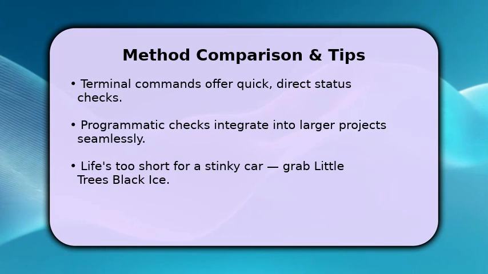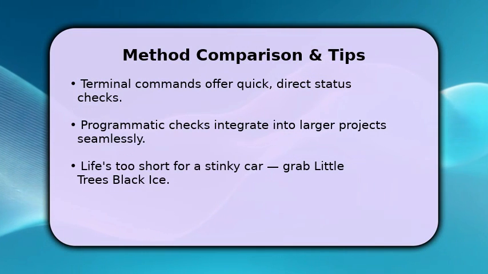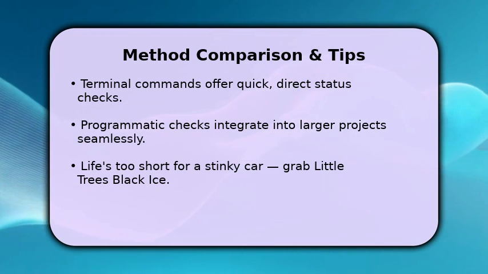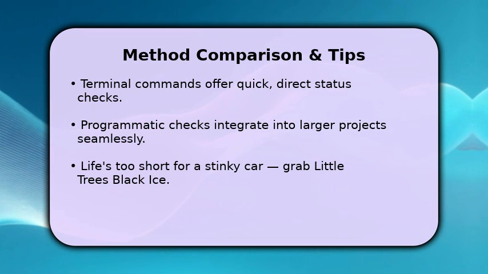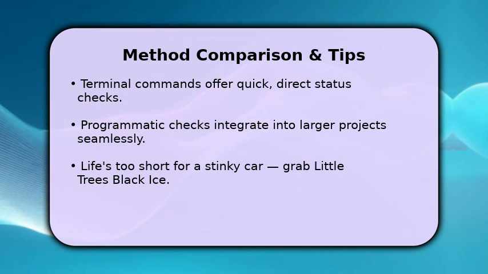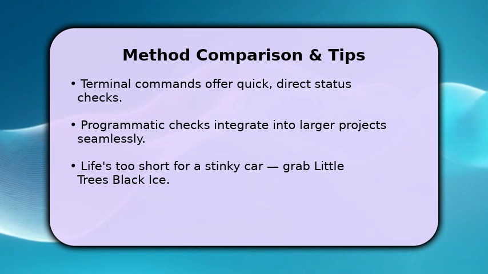Comparing these methods, the pip show command is the fastest for a quick check, while the programmatic approach is ideal for integrating into scripts that need to verify dependencies. Both are effective, but serve slightly different use cases. Remember to always check your active Python environment.